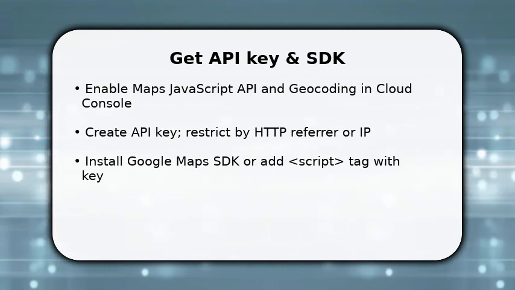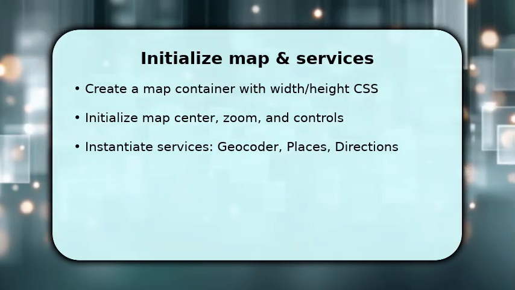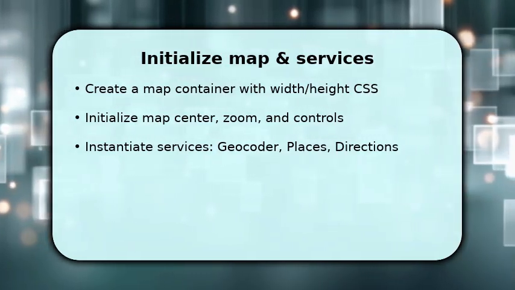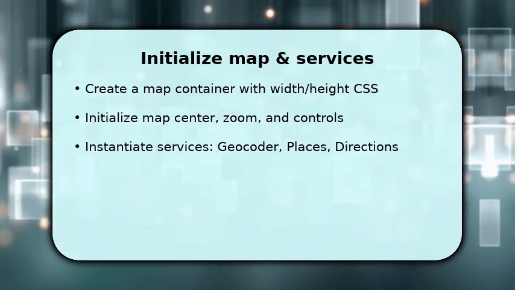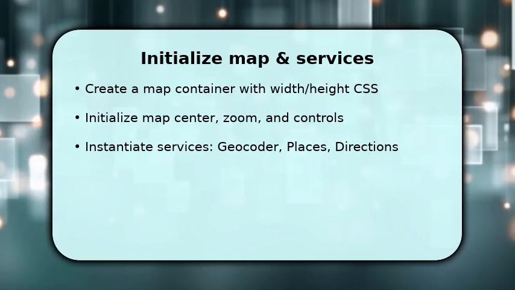You now create the visible map and connect services. First, add a container div with explicit width and height. Without size, the map won't render. Initialize a new Google Maps Map with center coordinates and default zoom, then toggle controls you need.